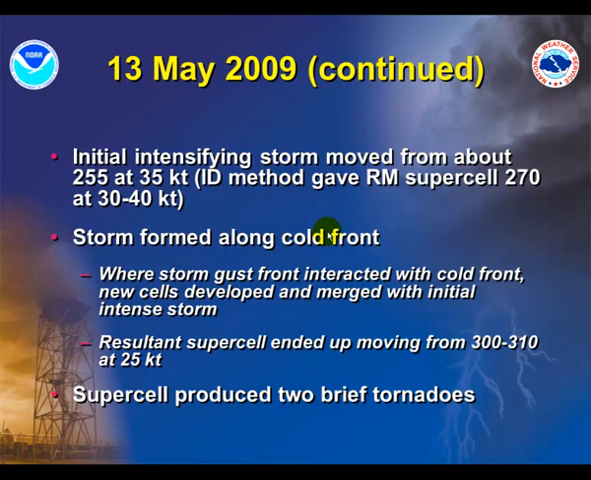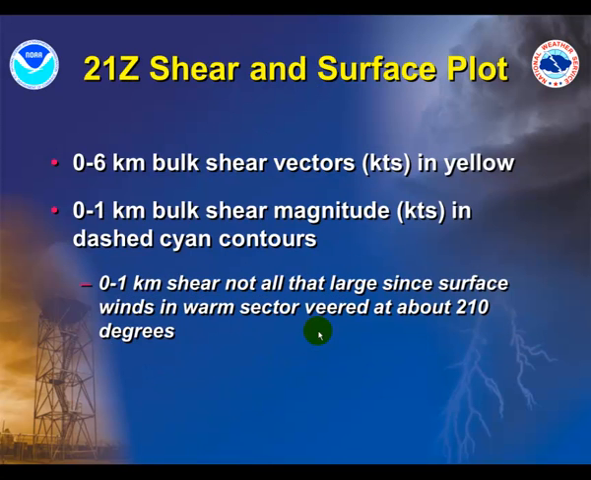As the time went on, I'll show you the loop here, but the initial intensifying storm that we're going to look at moved from about 255 degrees at 35 knots. The supercell estimate from the ID method gave 270 at 30 to 40, but the storm was forming along a cold front, and what we'll see is where the storm gust front interacted with the cold front, new cells developed and merged with the initial intense storm, and our resultant supercell moved from 300 to 310 at about 25 knots, so well to the right and slower than our estimates from the ID method. The supercell produced two brief tornadoes.